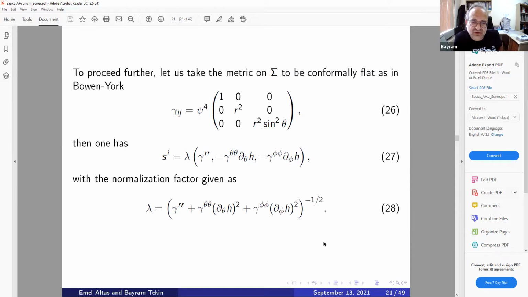So to proceed further, let us consider the metric on sigma to be conformally flat, which was assumed by Bowen and York a long time ago. It actually is a very physical thing to do, but sometimes you need to generalize this assumption. It is not the most generic one, as you can understand, but let's assume that the metric on sigma is conformally flat. Then under these conditions, psi and lambda can be found. Long calculations, sorry, you have to check them in the paper.